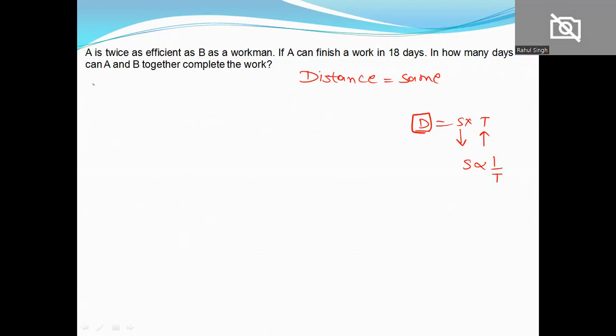In a similar way, total work is equal to efficiency multiplied by time. If we fix this, then the more the efficiency reduces, the more time it will take, and vice versa. So efficiency is inversely proportional to time. The more you increase the time, the lower your efficiency is, and the better your efficiency, the less time it will take.